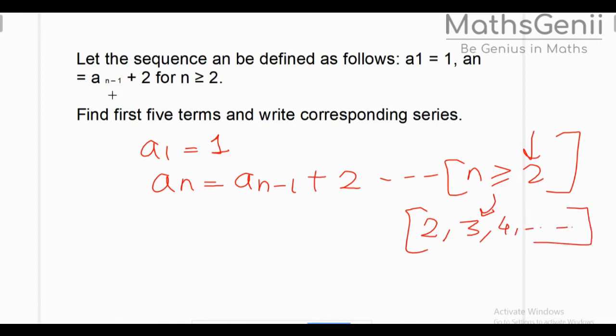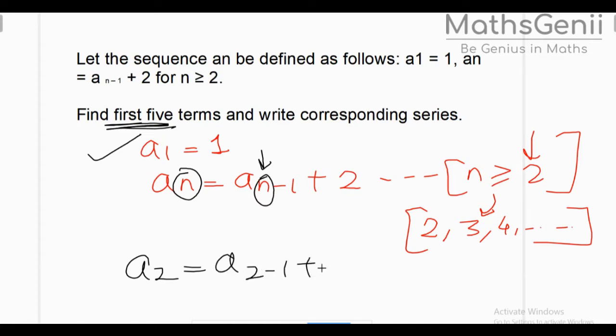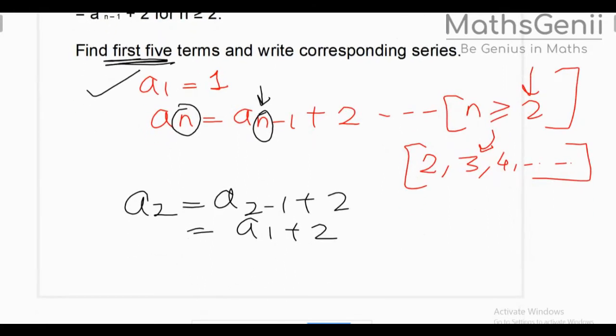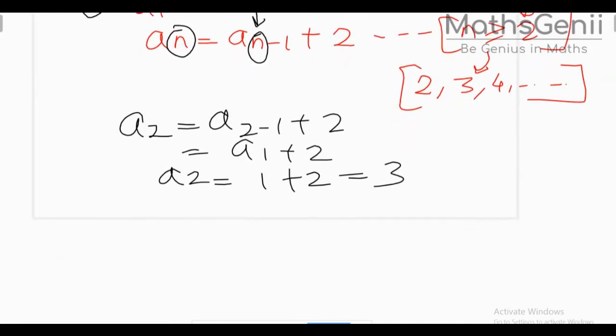Okay, now what is he asking? Find the first 5 terms. So first 5 terms, I will put a1 is equal to 1 is already given, so first term I have. Then I will want to find a2. So in place of wherever I have n, I'm going to substitute 2. So 2 minus 1 is 1. And you get it as a1 is 1 plus 2. So a2 is 3.